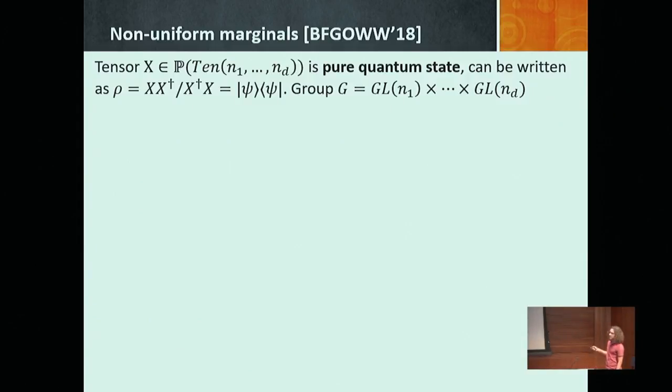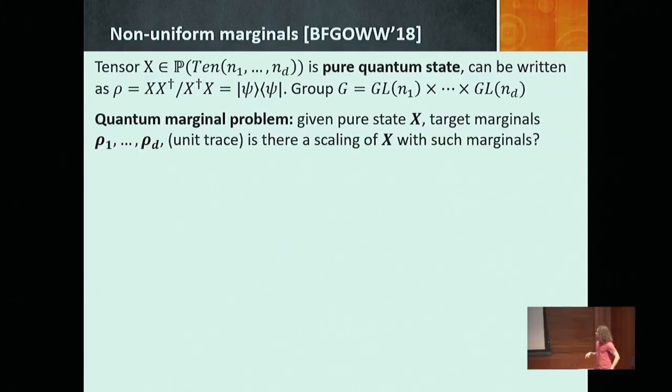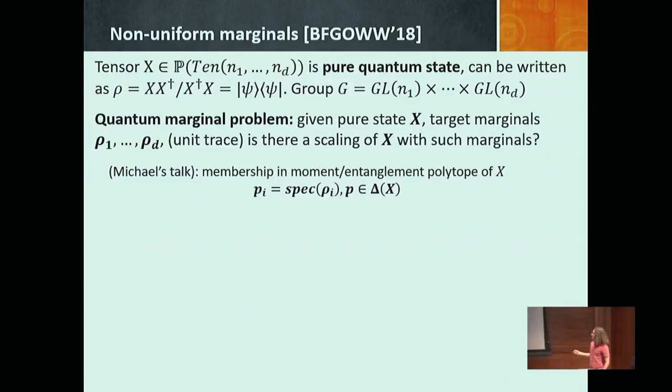And again, my group G, instead of being SL_N now, because I want to get rid of that annoying minus identity, will be products of GL_N, acting on the projective space. So again, recalling from Michael's talk, the quantum marginal problem is: given a pure state X and my target marginals rho 1 up to rho d of unit trace, is there a scaling of X that has such marginals? And again, Michael showed that this is essentially membership in the moment or entanglement polytope of X, which I guess Matthias will talk more about. If you look at these vectors pi, which are the eigenvalues of the rho i's, it is essentially asking: does the vector P of all of this spectrum belong to the moment polytope of X? That's from Michael's talk.